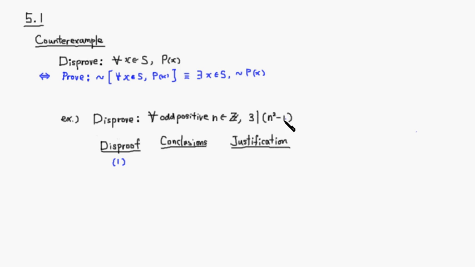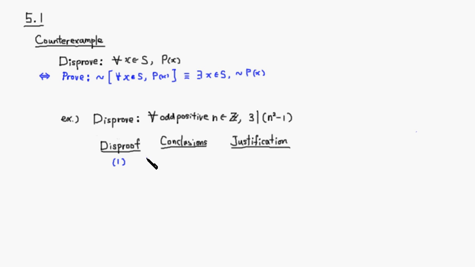1 squared minus 1 is 0. 0 is divisible by 3. That doesn't work. So the next odd positive integer would be 3. 3 squared minus 1. So 3 squared is 9, minus 1 would be 8. 8 is not divisible by 3. So that would make a counterexample.